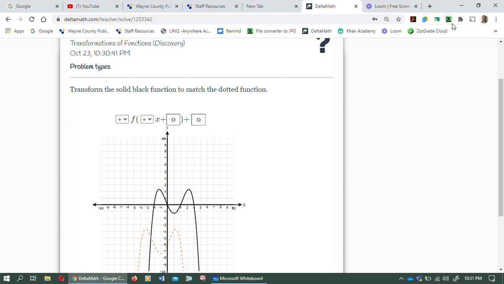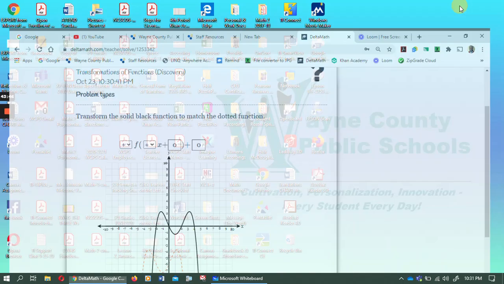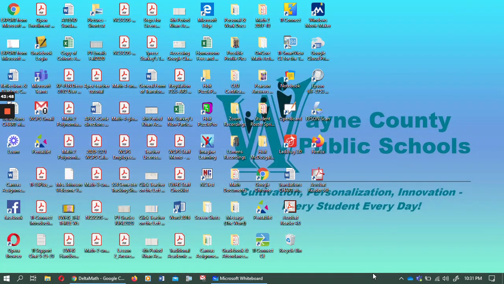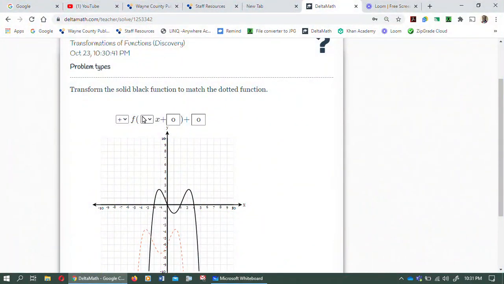Okay, guys, this here is one of the types of problem sets on your Delta Math. They want you to kind of play around with this function notation. See here it says discovery. They kind of want you to play around with this function notation. Okay, good. We're recording. Wanted to make sure.